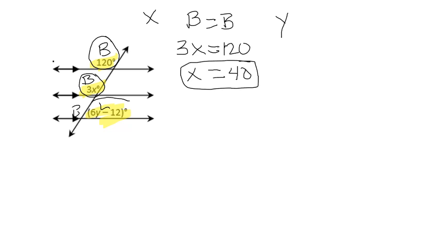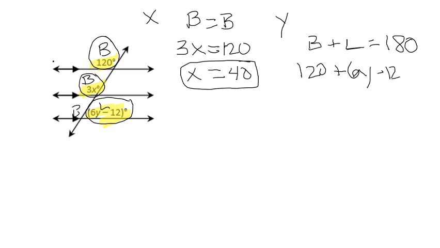And we're going to look at that and go, oh, look, the 6y is actually in an L angle, and the 120 is a B. So I'm going to use the B plus L equals 180. And so my B is 120. My L is 6y minus 12, and that adds up to 180. And we'll get that solved.